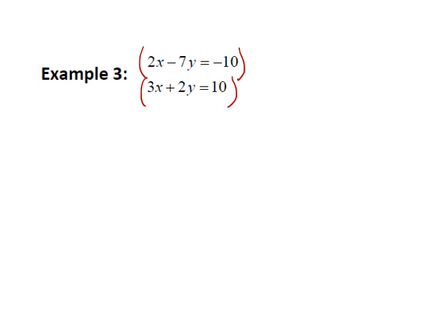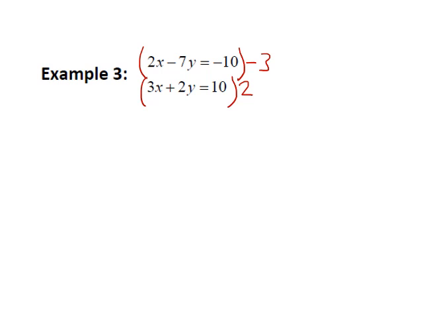So if I look at the coefficients on the x, 2 and 3, those are both a factor of 6. So that's an easy way to get these to cancel. Make the coefficient on the x in each equation a 6, where one of them is positive and one of them is negative. So if I multiply the first one by -3, the coefficient on the x will then be -6. If I multiply the second one by 2, the coefficient on the x is now a +6. So when I multiply these through, my x's will eventually cancel out. Let's go ahead and multiply these.